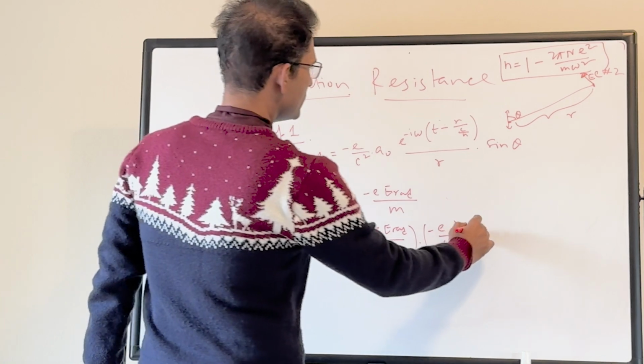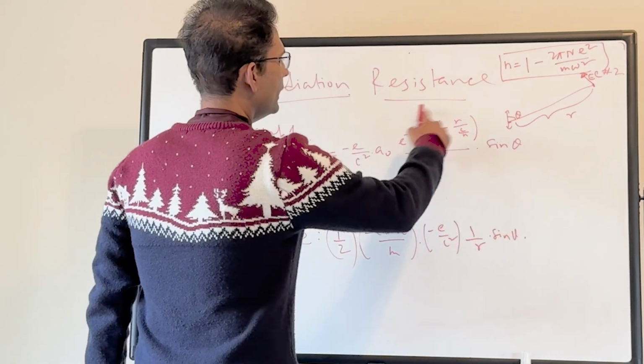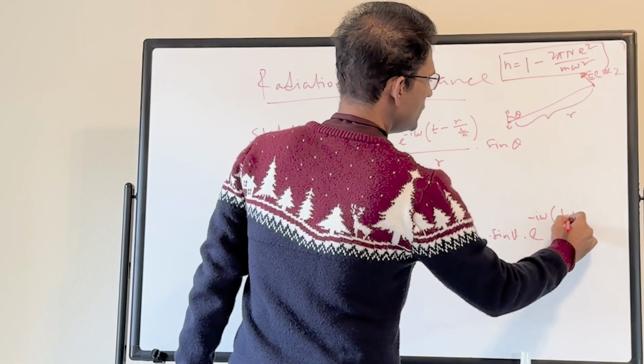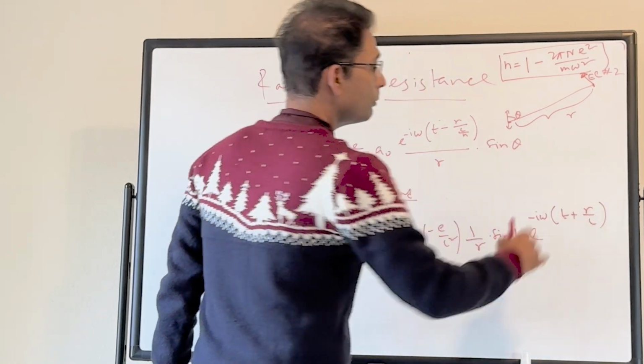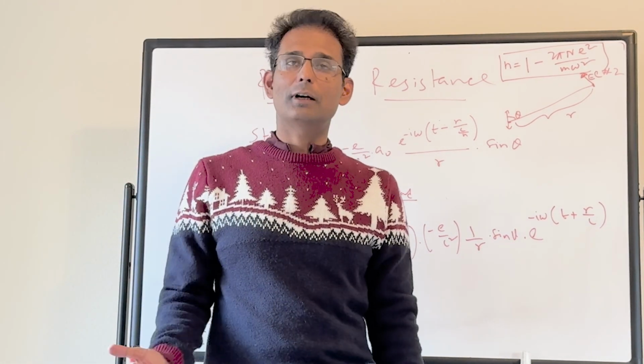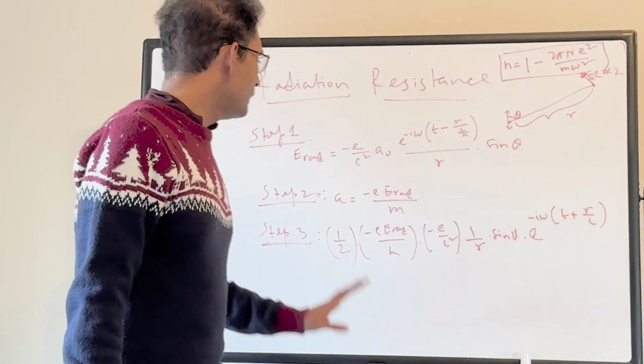So I'll use this factor, and then you have sine theta, 1 over r. And here, I have to write t plus r divided by c. There's a plus sign, because it is not a retarded wave, it is an advanced wave, right? So that's why you have a plus sign.